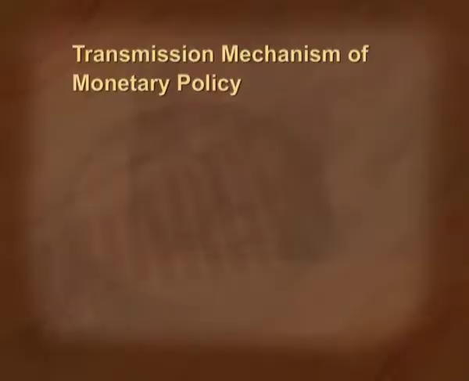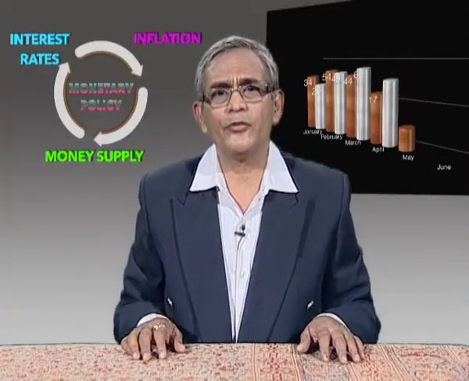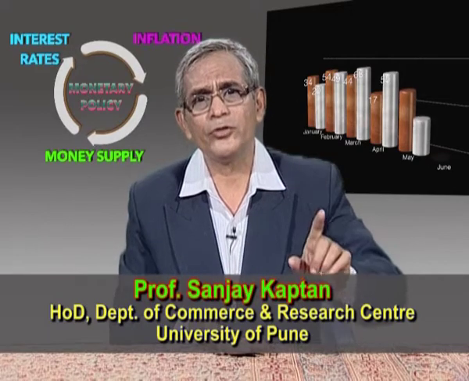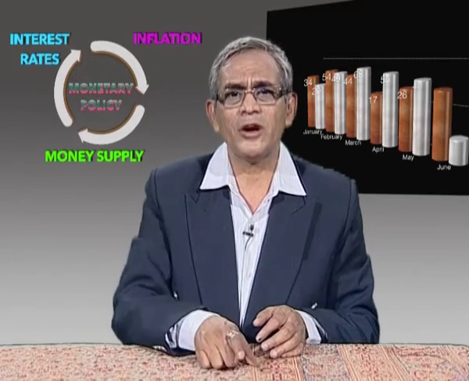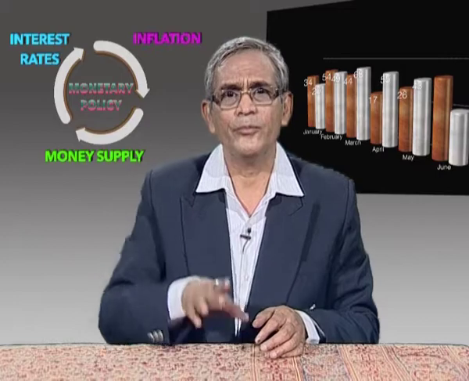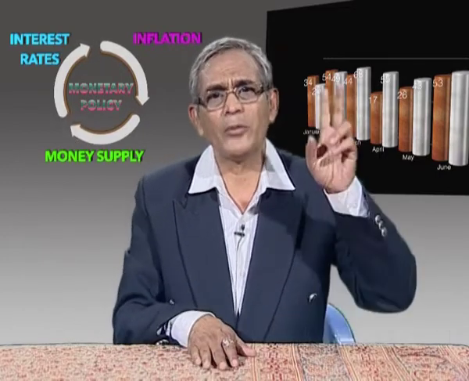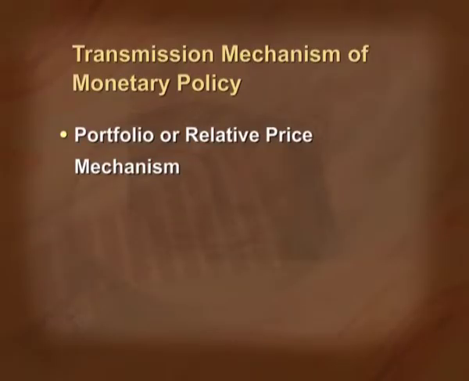Transmission mechanism of monetary policy. The monetary transmission mechanism refers to the mechanism by which the changes in the supply of money produce the effect which, by interacting with the economy's real sector, create changes in the income and in the general price level. This is a process that takes place with the help of two primary mechanisms. These mechanisms are the portfolio or relative price mechanism, and the second is the wealth mechanism.